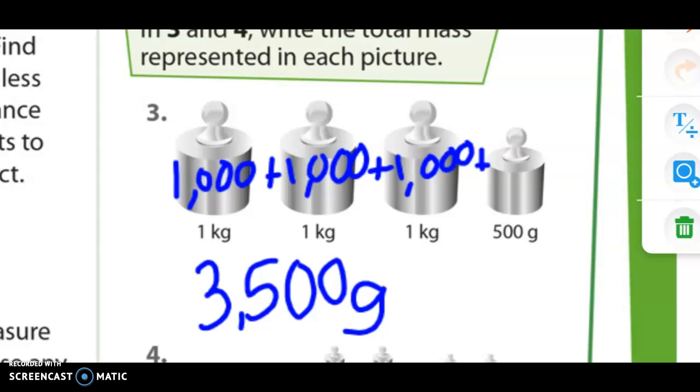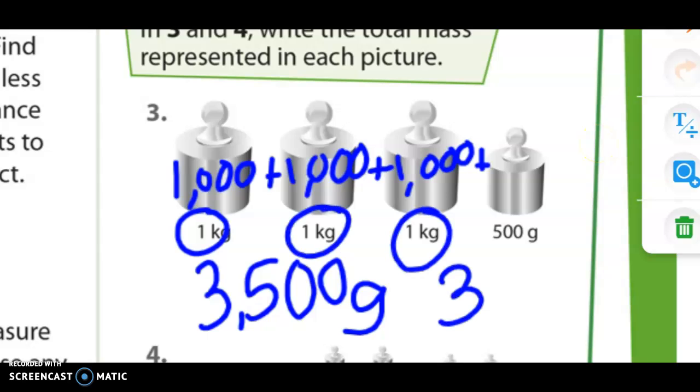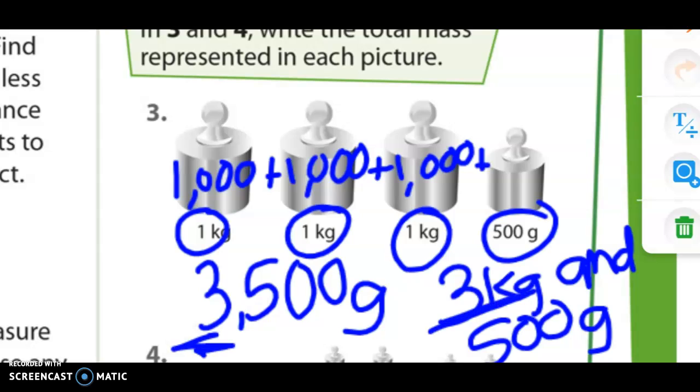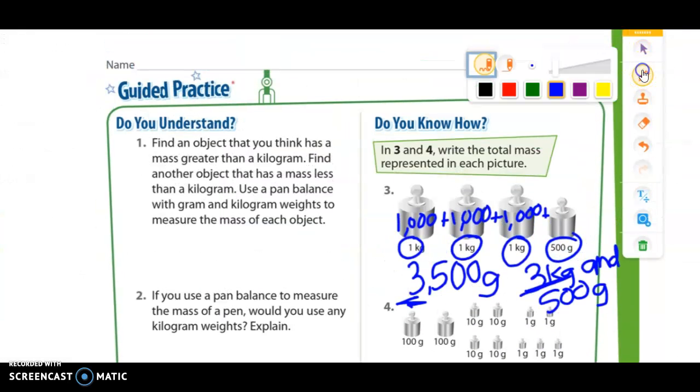And there's another way we could say that. We could say, hey, Miss Arnold, I don't want to think about all these thousands. I just want to think about this 1, 2, 3 kilograms and 500 grams. And that's totally fine. You can say it either way because they're both correct, because 3,000 grams means the same thing as 3 kilograms. So I would accept either one of those answers because either one of them is correct.